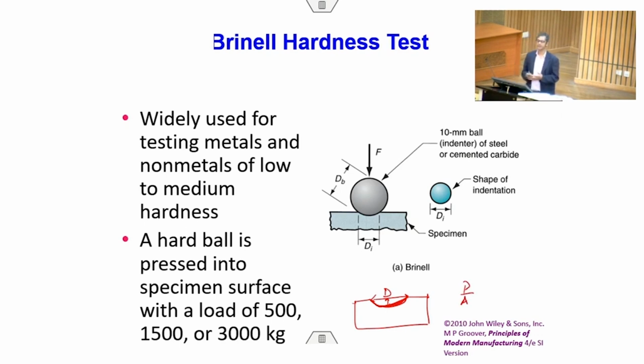A hard ball is placed on the specimen surface, and 500, 1500, 3000 kgs, a very high load, is applied. Okay, you know how to convert these kgs into force, right? You have to multiply by the acceleration due to gravity. If it's kg, you have to multiply by 9.8 Newton per kg. Then only do you get the value of the force.